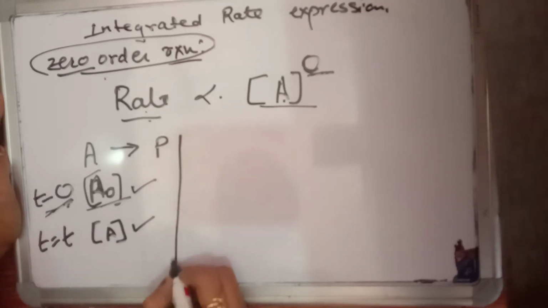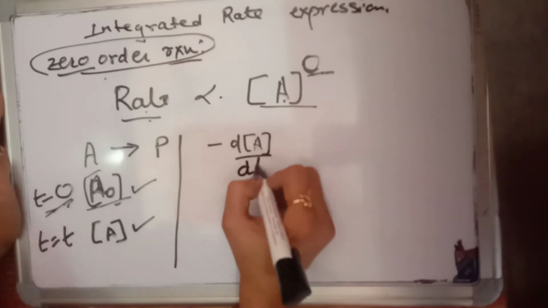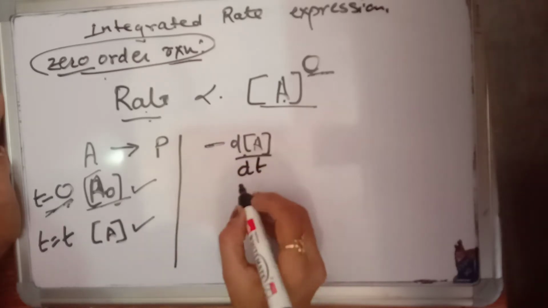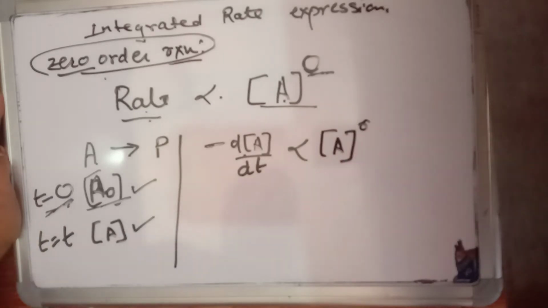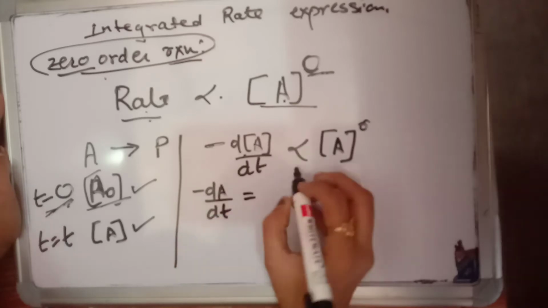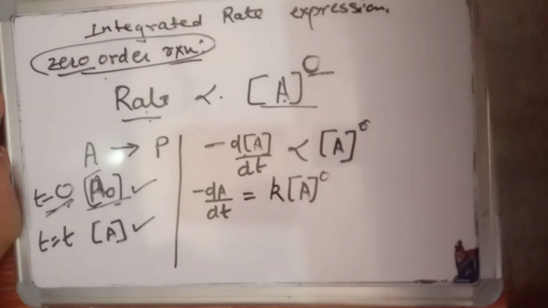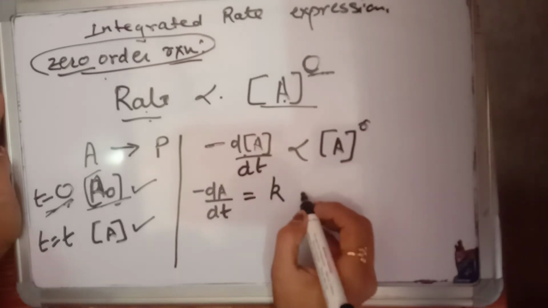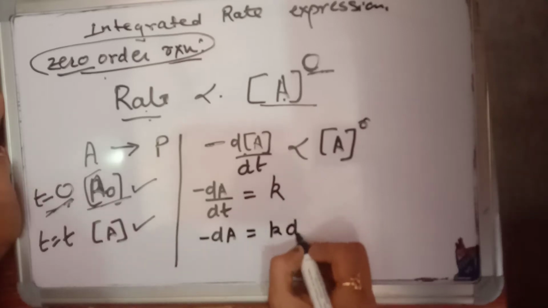So, rate of reaction. Now, I am taking rate in terms of reactant, so I am taking a negative sign here. Rate of reaction is proportional to A raised to power 0 because it's a zero order reaction, or rate is equal to rate constant into A raised to power 0, which is equal to 1. So it's simply equal to k, or I can write it as minus dA is equal to k dt.